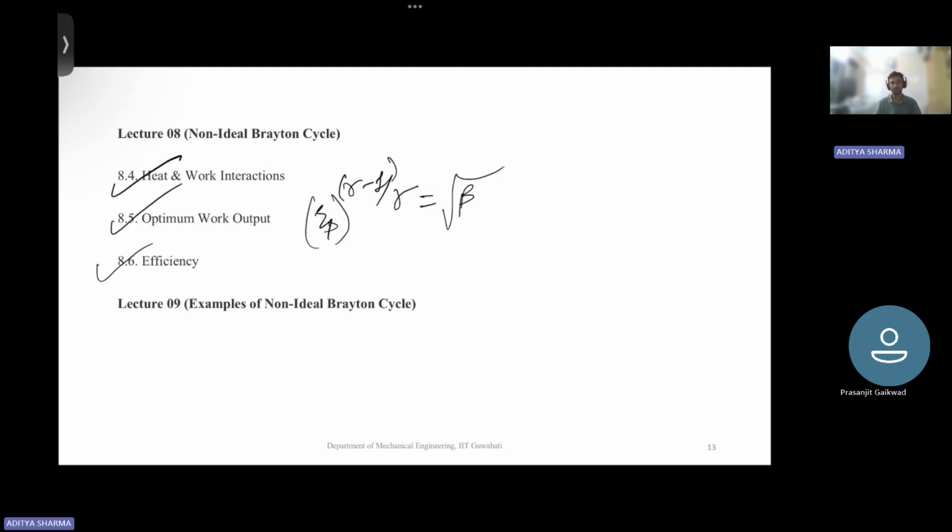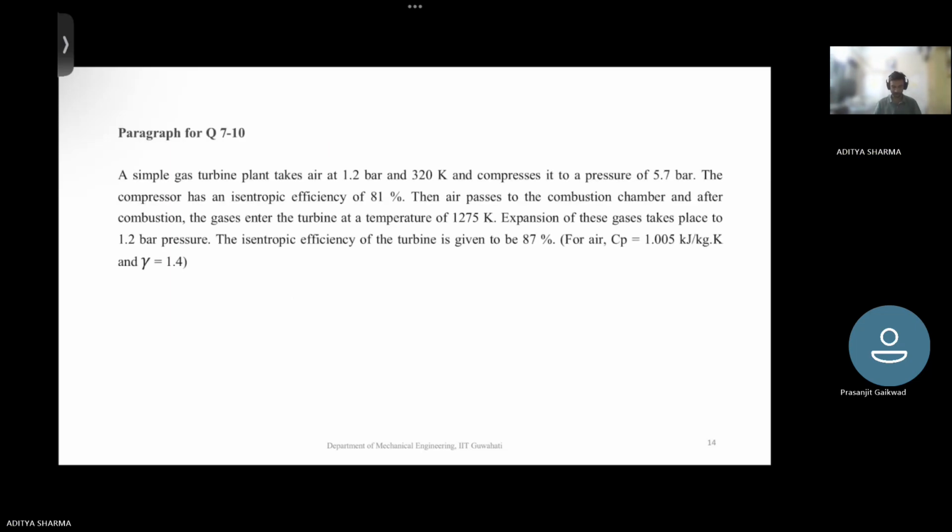So expressions have been given in lecture number 8 for this. All right. You can refer to lecture number 8 for that. And then questions are there based on lecture number 8. So we'll jump to questions now. So let's see this.